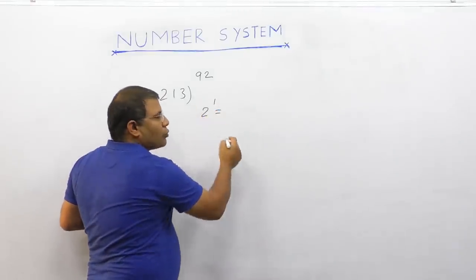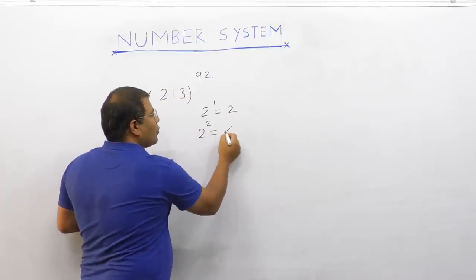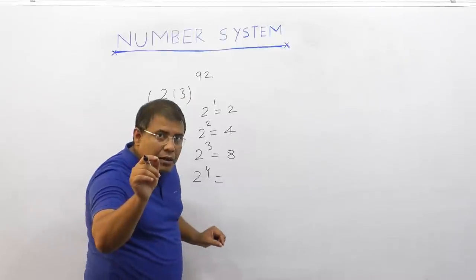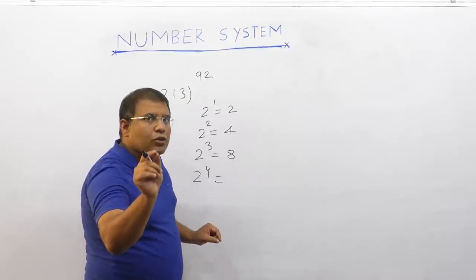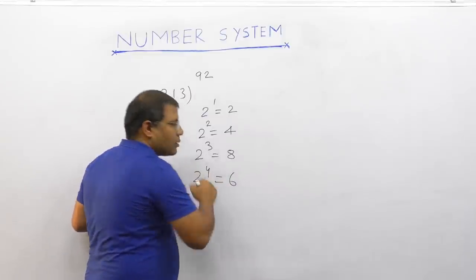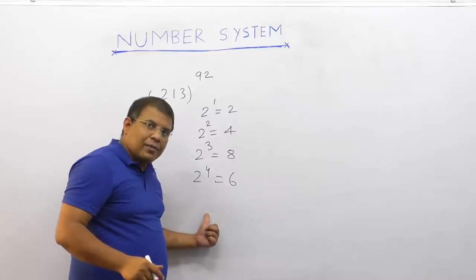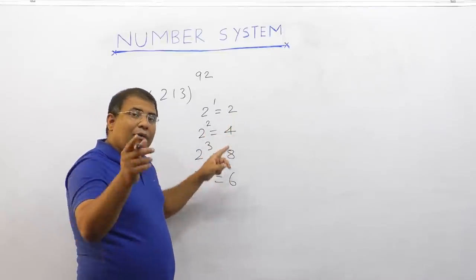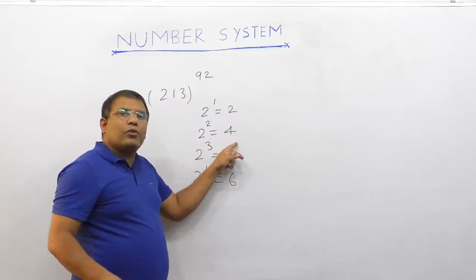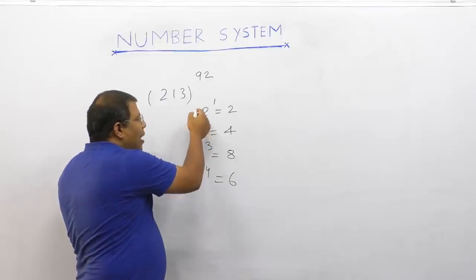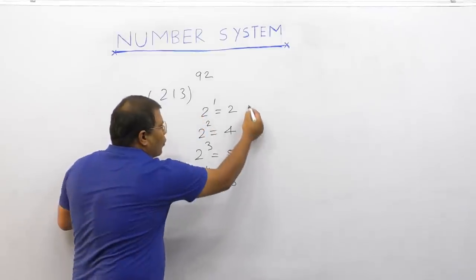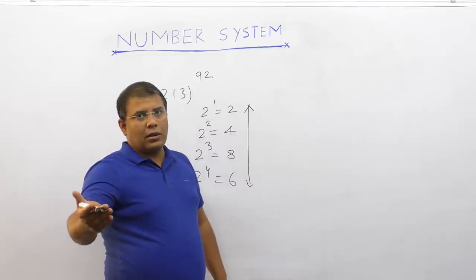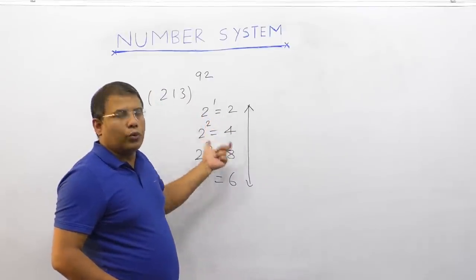2 to the power 1 equals 2. 2 square equals 4. 2 cube equals 8. 2 to the power 4 equals 16, but the unit place digit is 6, so we will consider 6 only. Now 2 to the power 5 is 32, so the unit place digit is 2. 2 to the power 6, the unit place digit is 4. So the power cyclicity of 2 is 4: 2, 4, 8, 6.